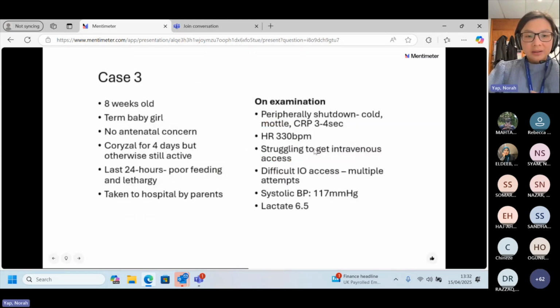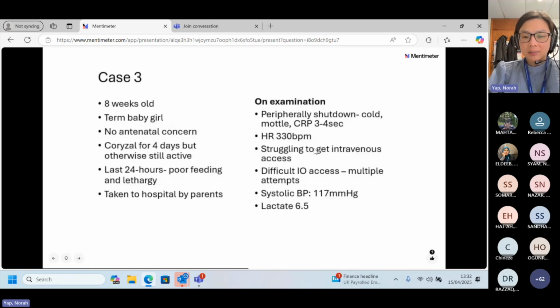Okay. So next, case 3, we've got an 8-week-old baby. No antenatal concern, born without any problem, and presented with coryzal symptoms, poor feeding for the last 24 hours, and sleepy as well. So parents decided to take her to A&E. You examine the child. She's cold to touch. She's mottled.